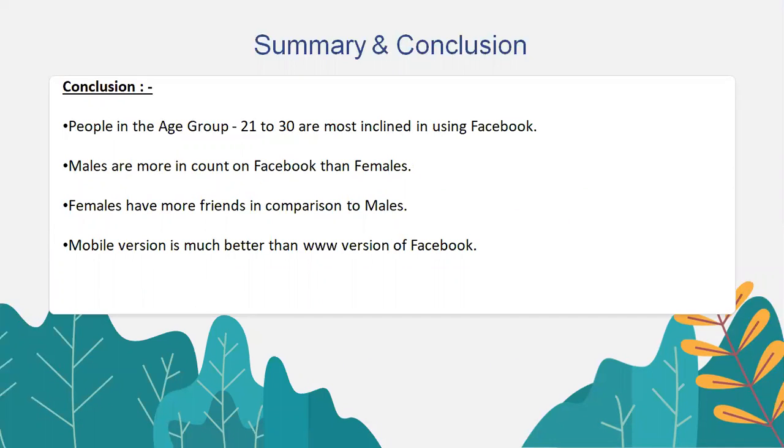So concluding this, the people in the age group 21 to 30 are most inclined to use Facebook. Males are more in count on Facebook than females. Females have more friends in comparison to males, and the mobile version is a much better version than the World Wide Web version of Facebook. That is, the mobile version has the upper hand over the web version.